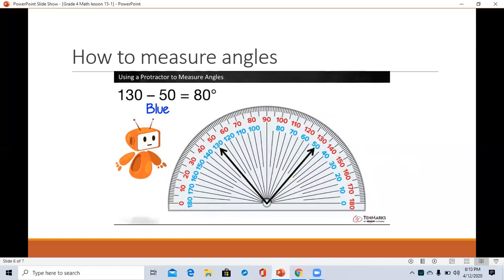We can use the red numbers to see if we get the same measurement. One arm points to 130 and the other points to 50. We can subtract to find the difference. 130 minus 50 is equal to 80. It is still 80 degrees from one end of the angle to the other. We can find the correct measurement of the angle as long as we use the numbers of the same color. In this lesson, you learned to measure angles using a protractor. Thanks for watching.